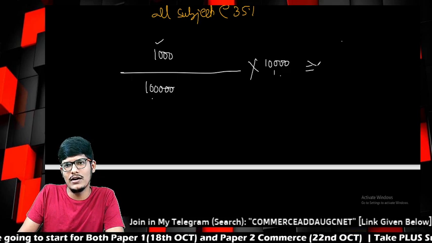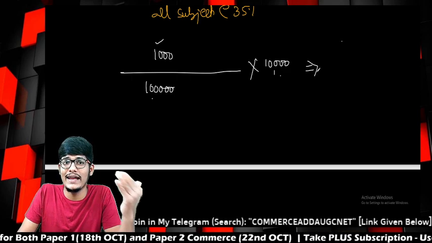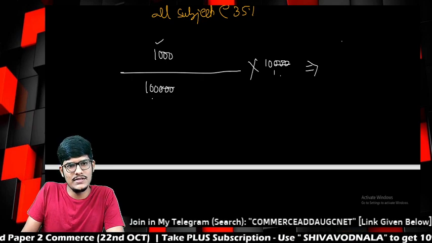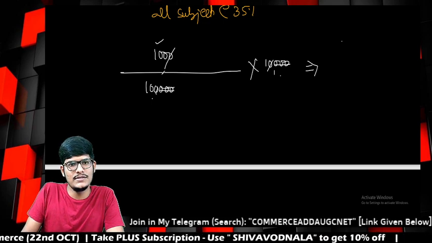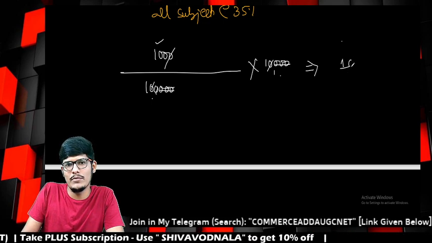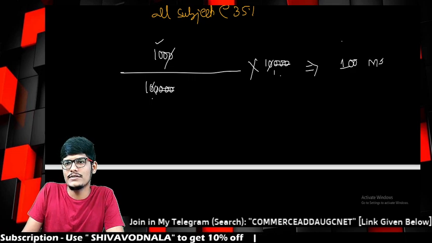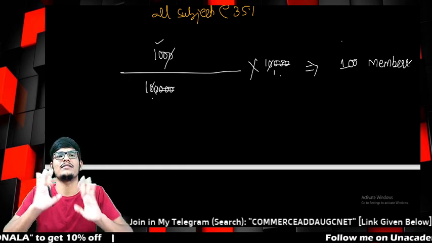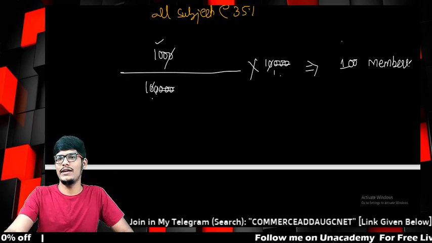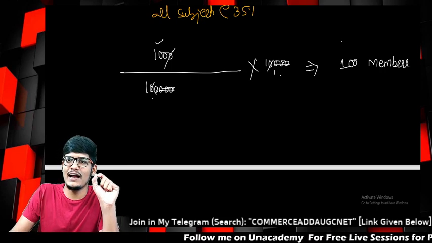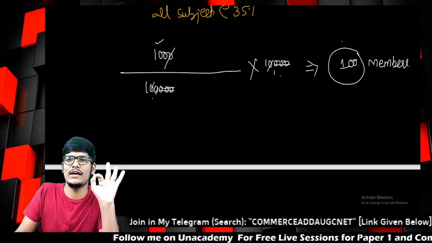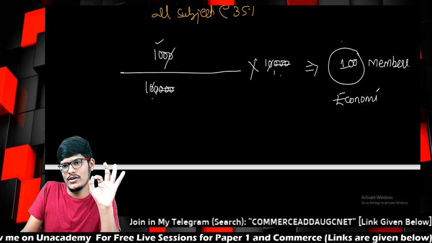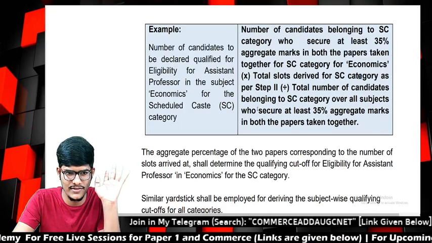Now the final slots to be declared as qualified under economics, mainly for SC category: 3 zeros cancel, 4 zeros also cancelled, this zero cancel. Only 100 members. 100 members are eligible to qualify as an assistant professor in the economics subject under the SC category mainly. Now next step guys, we decided 100 members are eligible out of the total slots available. From economics, 100 members are eligible out of the total slots of 10,000. Economics only 100 SC candidates.